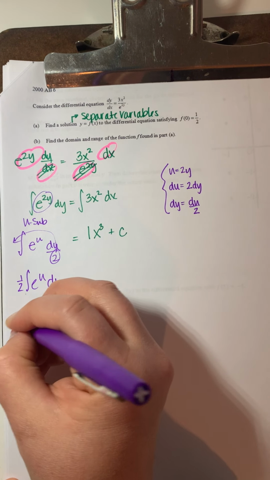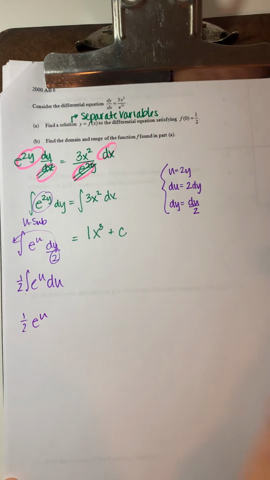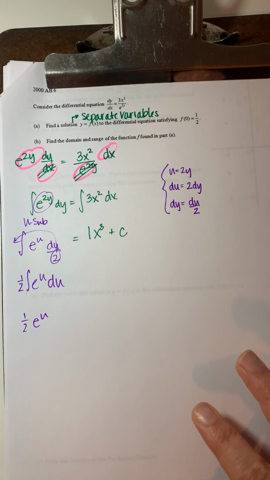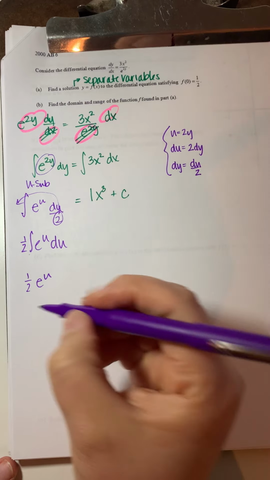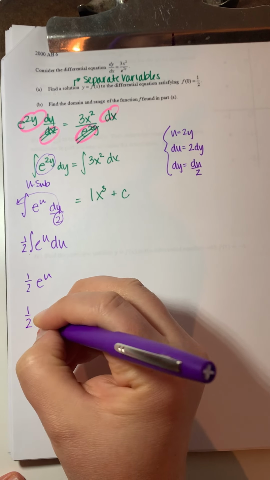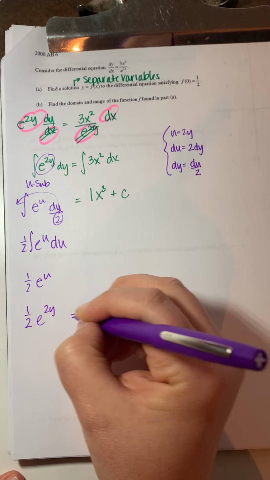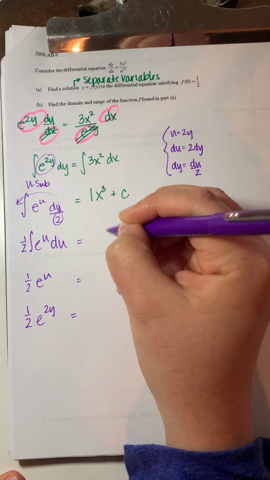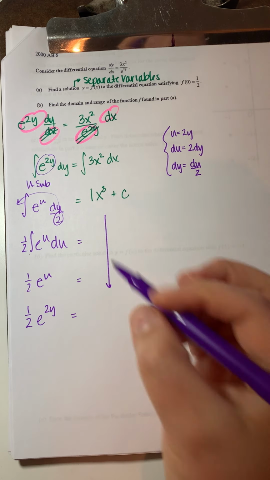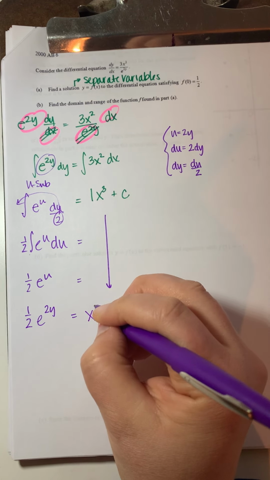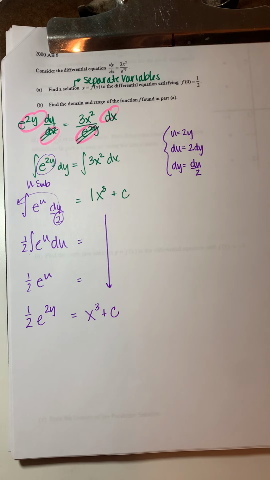The antiderivative of a half e to the u is a half e to the u again. Remember, e is its own antiderivative. That's the only function where the derivative of e to the x is e to the x, and the integral of e to the x is e to the x. So from there, I have a half e to the 2y equals. Now, remember, free response, so you want to keep your equation going. You don't have to rewrite it every time, but make sure your notation is clear. So I'm just pulling this x cubed plus c down to the bottom.